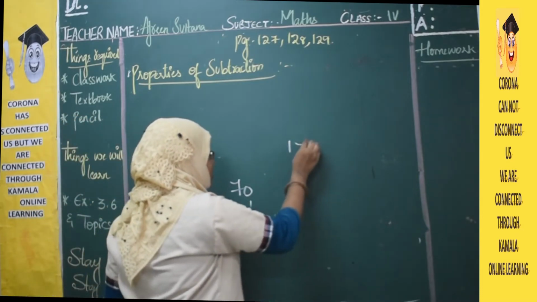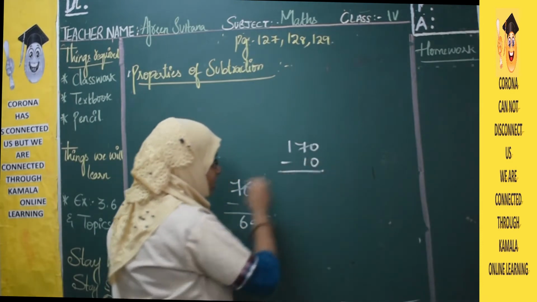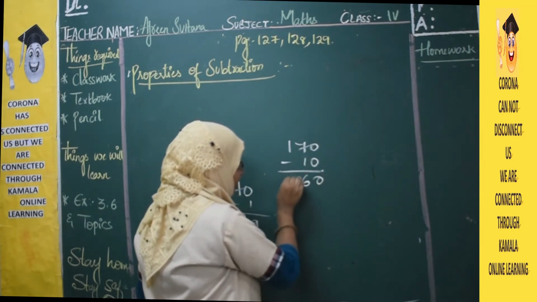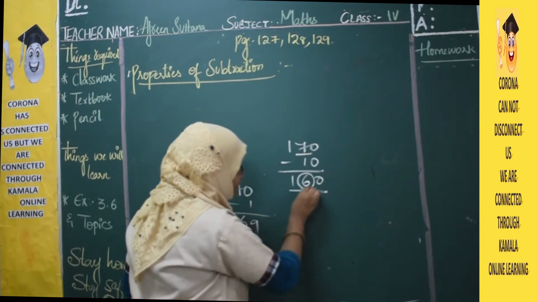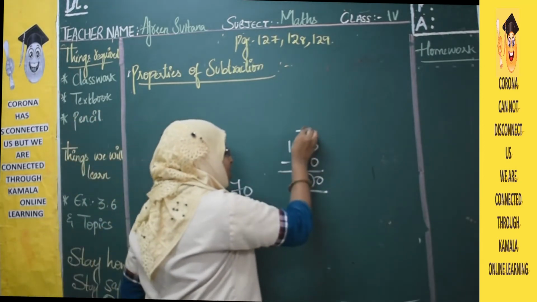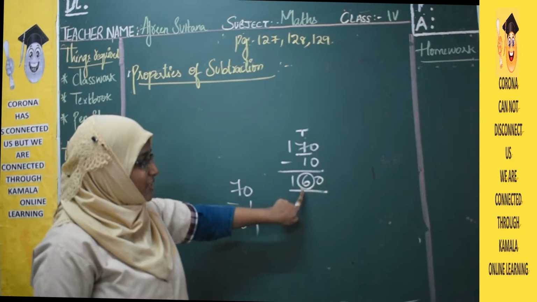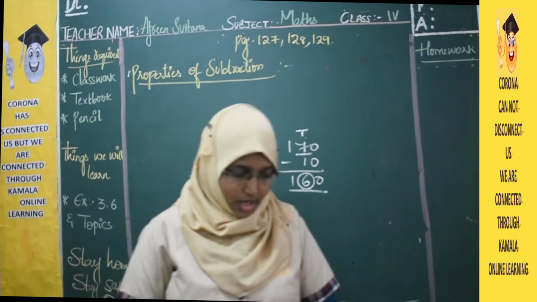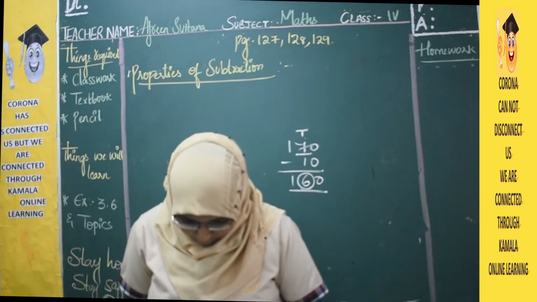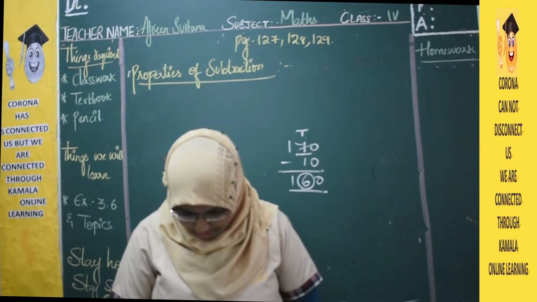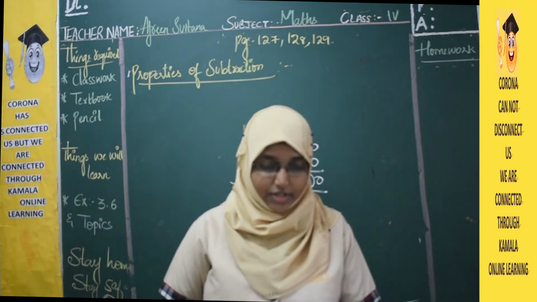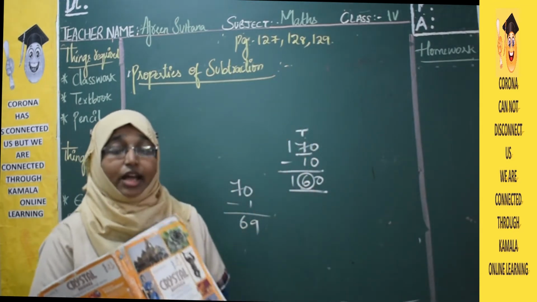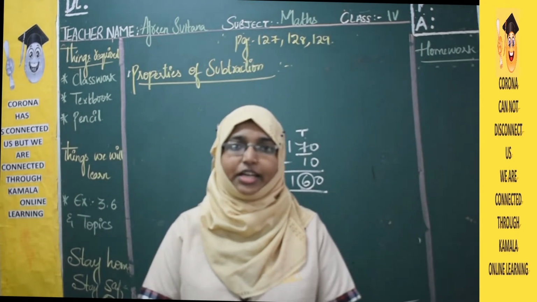If I take 170 minus 10, let us see. Now what do you have, friends? 0 minus 0 is 0, 7 minus 1 becomes 6, and 1. So the digit at 10's place has been decreased by 1. This is the 10's place, right? The initial number has 7, but when we subtract 10 we get 6. Similarly, if you subtract 100 from any number, the digit at 100's place will be decreased by 1. If we subtract 1000 from any number, the digit at 1000's place will be decreased by 1.